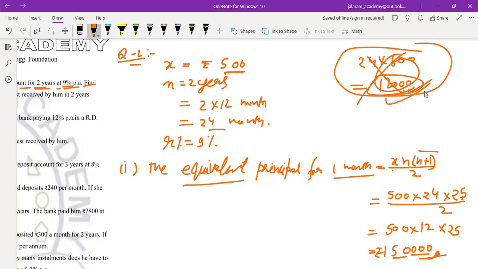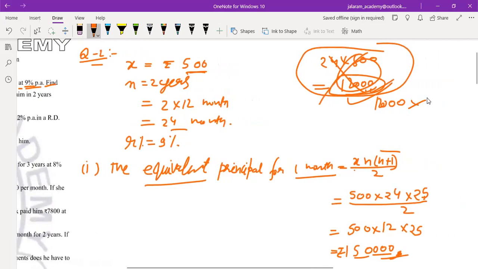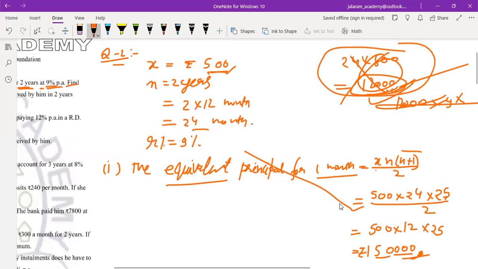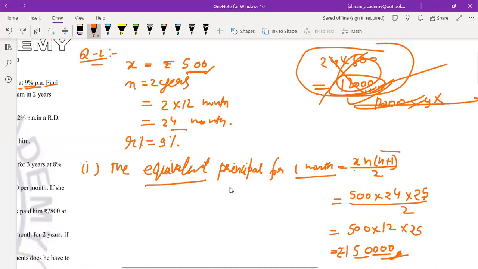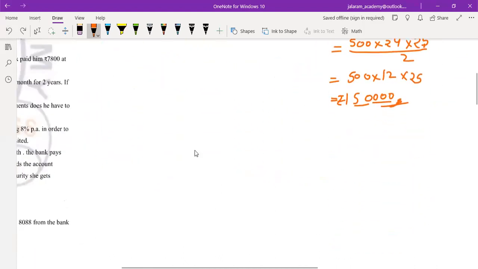This 12,000 we are not depositing equally, so we cannot use P into R, and this one will be wrong. Why? As we are not depositing this 12,000 at once. First we are depositing 500, so we will get interest for 24 months, then 23 months and so on. So for this, first of all, we find the equivalent principal for 1 month only, and considering it to be a principal, in the second part, we will find the interest by the formula PRT upon 100.